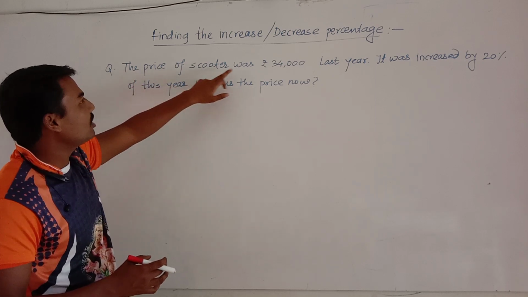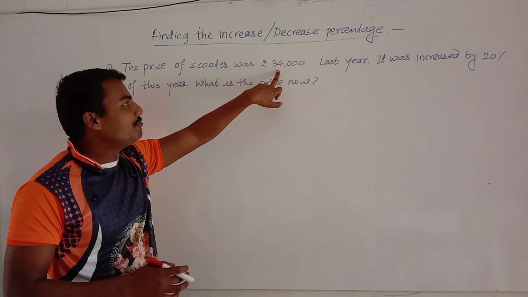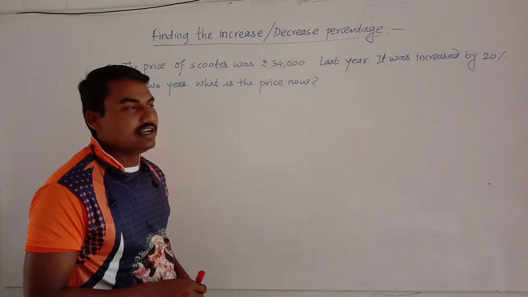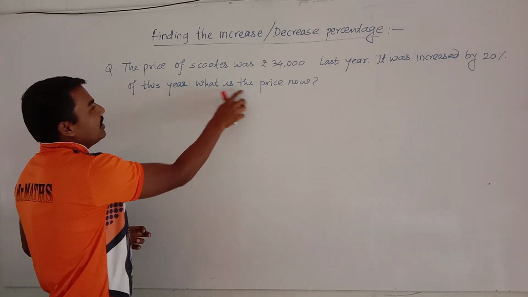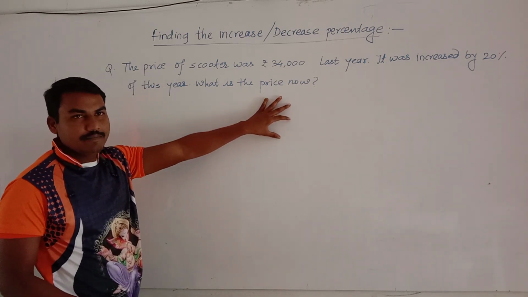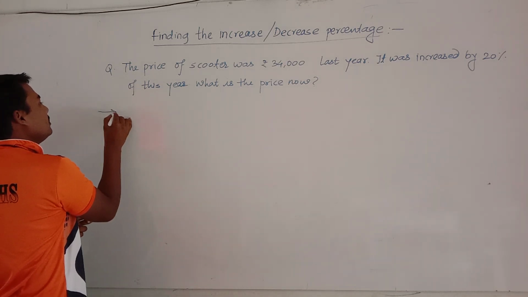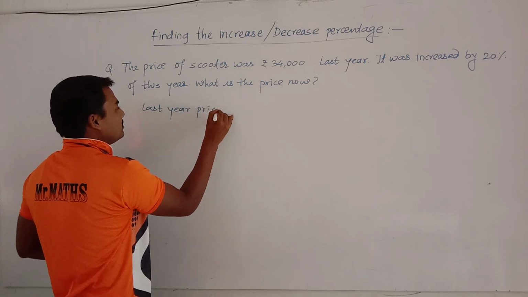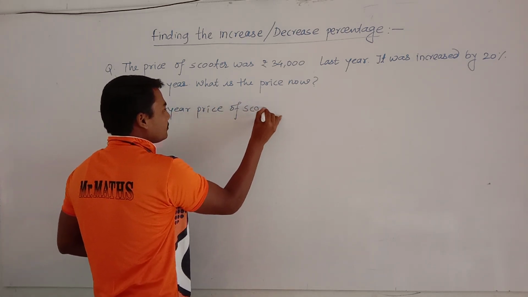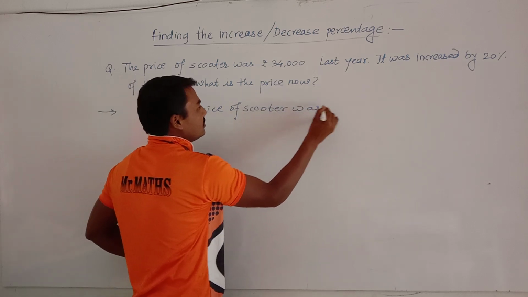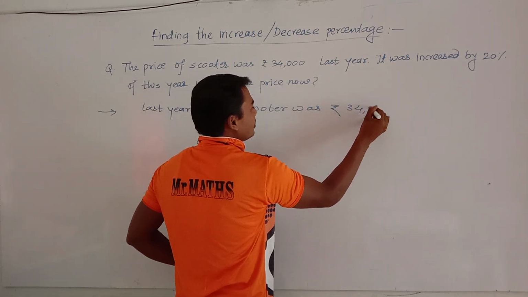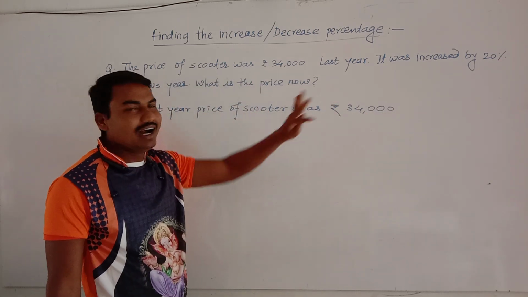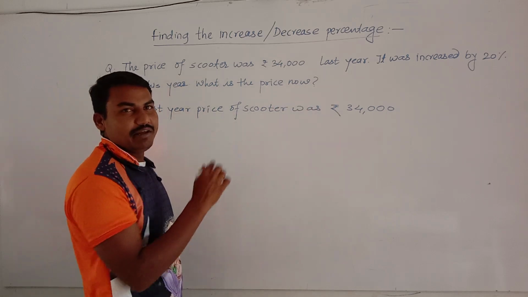The price of a scooter was rupees 34,000 last year. Now it was increased by 20% this year. What is the price now? Given: last year the price of the scooter was rupees 34,000, but it was increased by 20%.